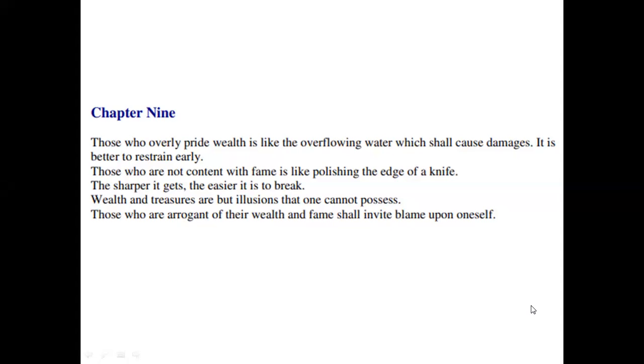It's prone to make damages, cause damages. Yeah. So overly pride wealth.